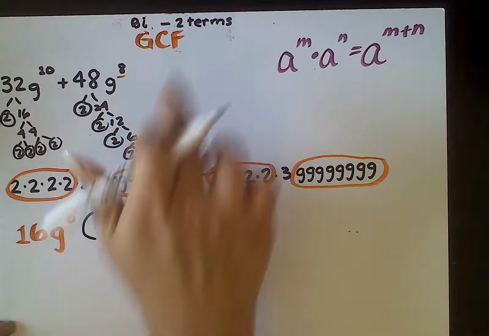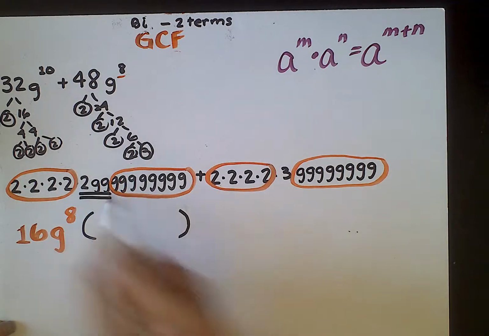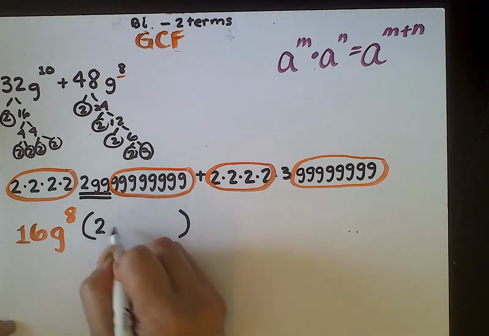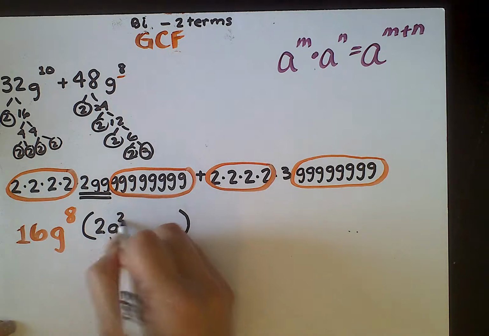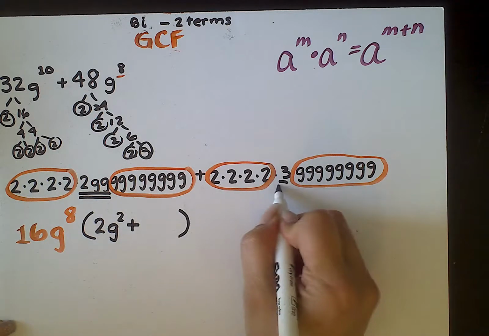Now, once again, I have a binomial, so I should only have 2 terms inside. My first term looks like it will be 2, and g times g is g squared. I'm going to bring over my plus sign, and my second term should be 3.